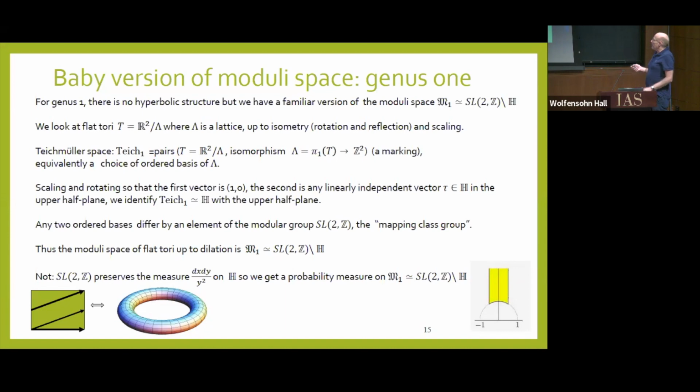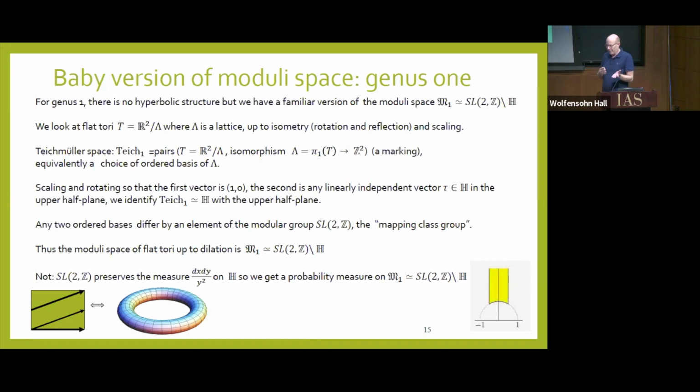So how to describe this Teichmüller space? Well, you have to give me a basis. Since I have freedom of scaling and isometry, I take the first vector to be just a standard unit vector. And the second vector of the lattice, the second element of the basis, is any vector which is linearly independent of the first. After reflection, you can make it just any element of the upper half plane. So the answer is that the Teichmüller space here is just the upper half plane.